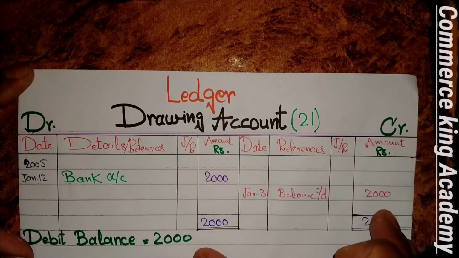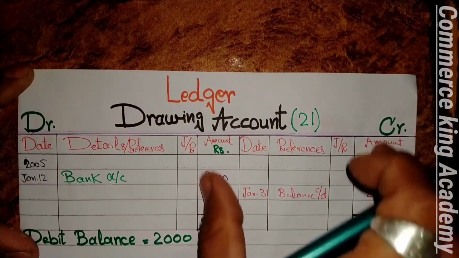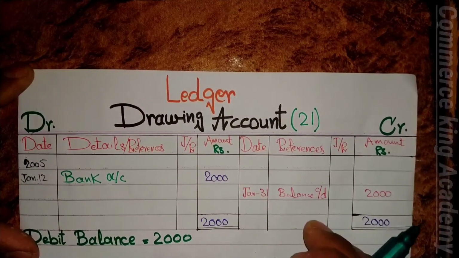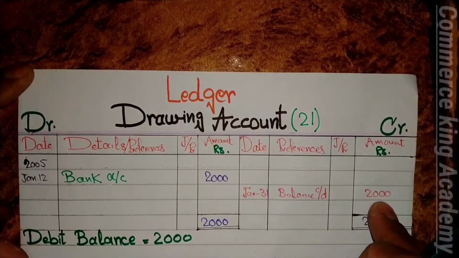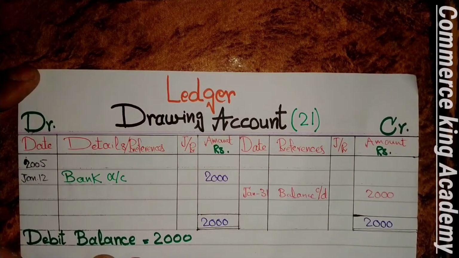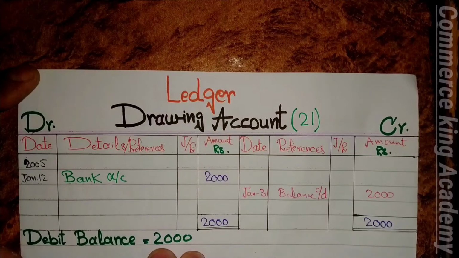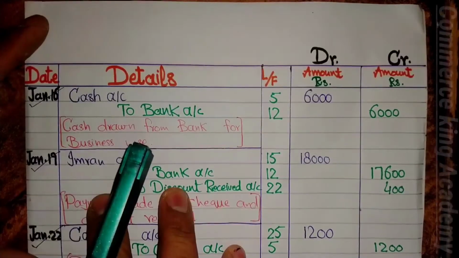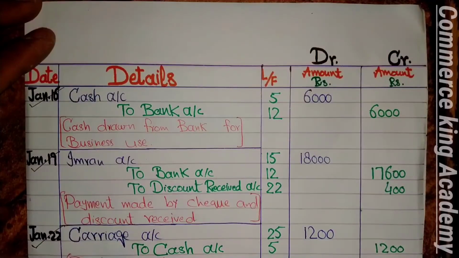We have totals as usual. So we have a total difference of 2,000 rupees on the credit side. We found the debit side is heavier than the credit side. So ultimately we have a debit balance of the drawings account, which is 2,000 rupees. Our next account for making its ledger account is the discount received account.